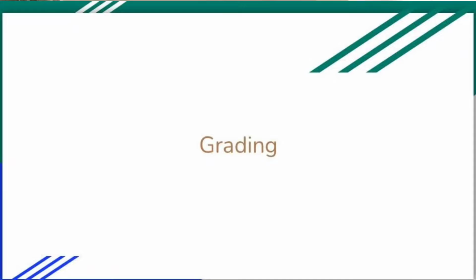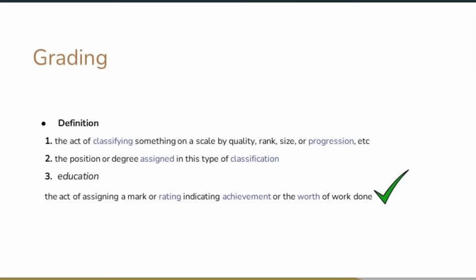Next, let's look at grading. What does it mean by grading? There are three definitions of grading. The first one is the act of classifying something on a scale by quality, rank, size, or progression. Next is the position or degree assigned in this type of classification. And the last one, in education, what does it mean by grading?